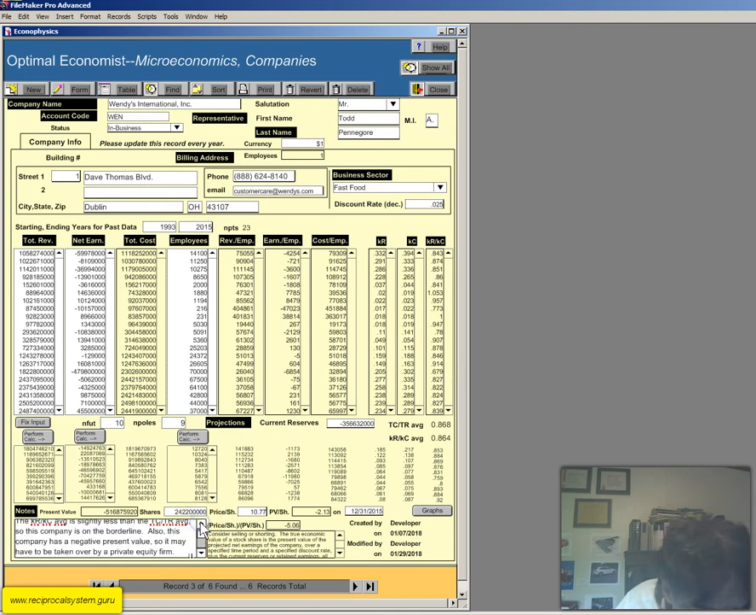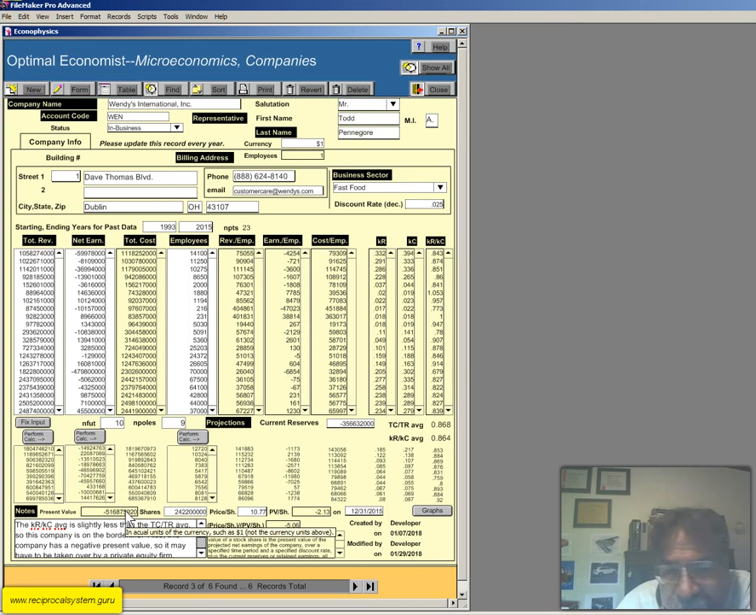So if I look at the note, the KR to KC average is slightly less than the TC to TR average, so this company is on the borderline. Also, the company has a negative present value. Look at the negative present value. Where is it? Right here. That's not good. Wendy's has always been right on the borderline of survival. Love their food, but they've always been on the borderline.